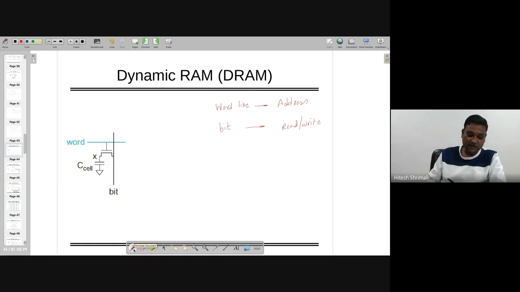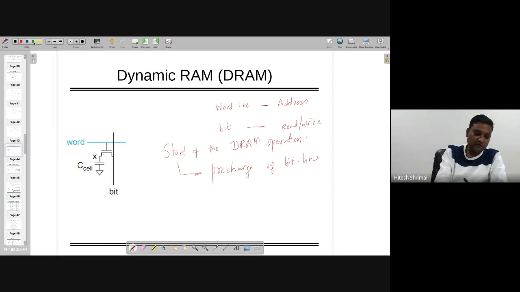Whenever you're starting with the DRAM operation, similar to the case for SRAM, you also pre-charge the bit line. However, in this case, you are not pre-charging to VDD; you are going to pre-charge to VDD by 2. So this particular line is going to be pre-charged to VDD by 2. Let's keep this in our mind.